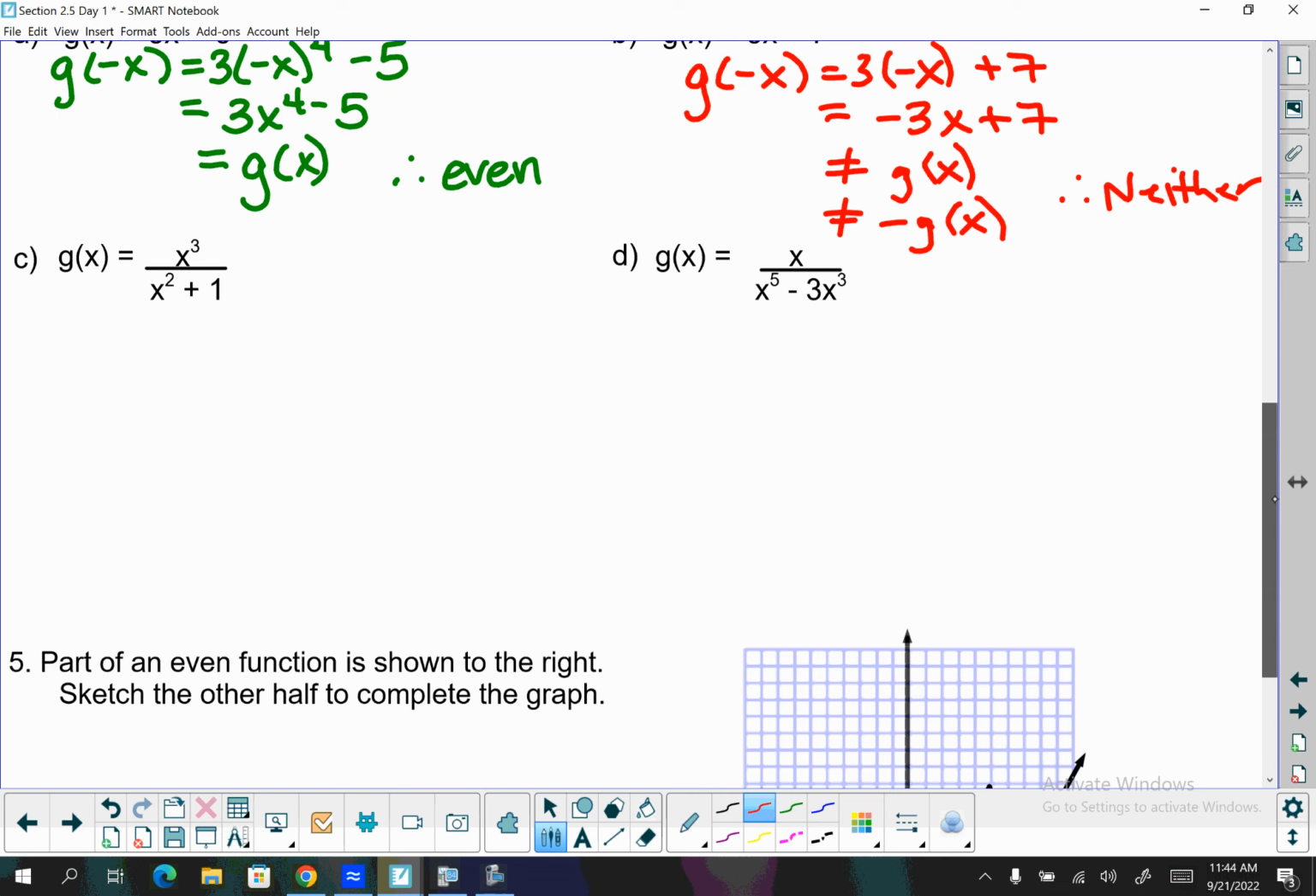Negative x to the third, and then x squared, that's or that's positive. Answers.